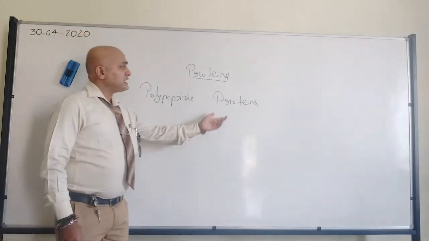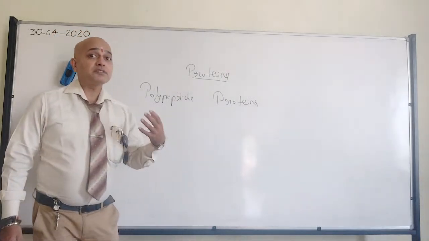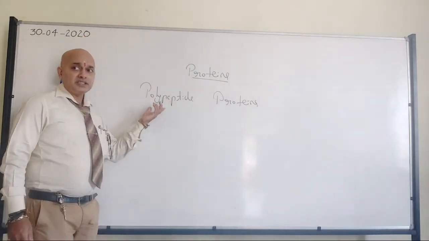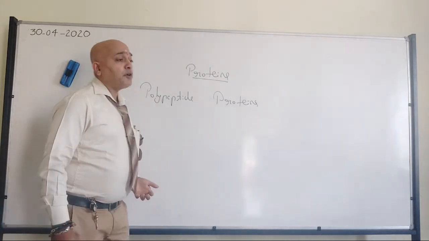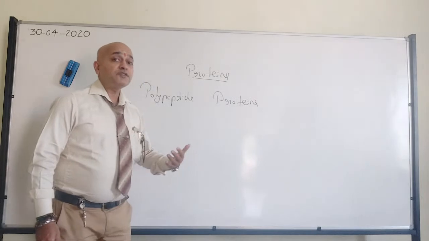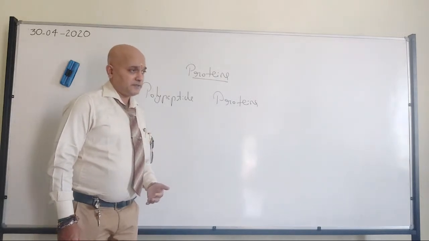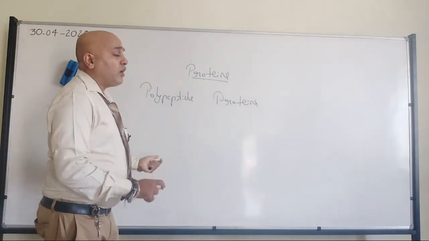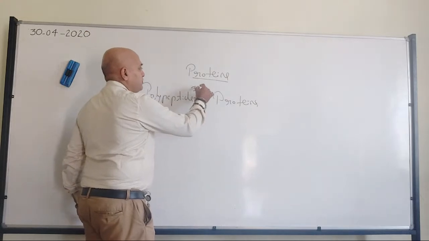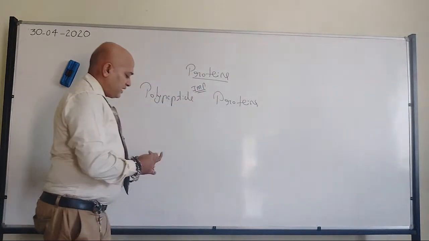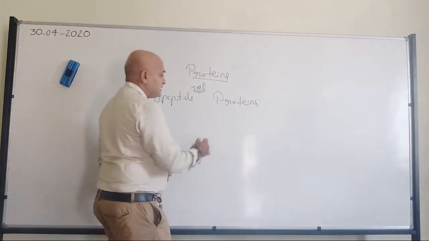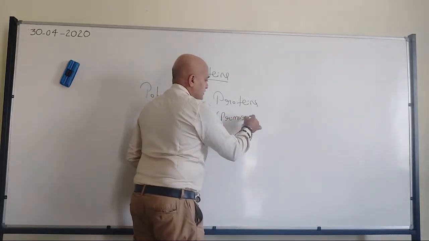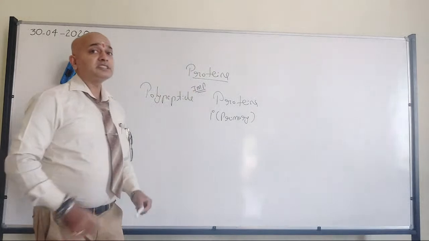Right? Now in the case of proteins, that's where we have the different levels of organization, which is not found in a polypeptide chain. Protein will have those different levels of organization. Fine? So what are those different levels of organization? I am coming to a bit of an important point. The first one will be the primary structure.